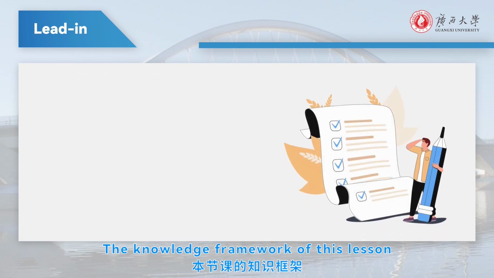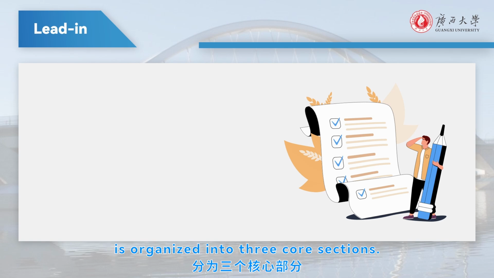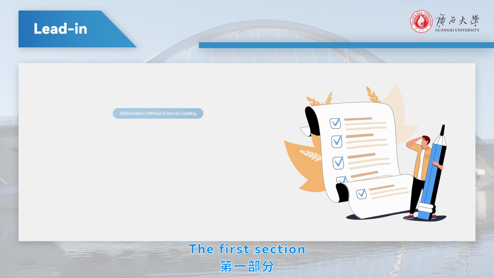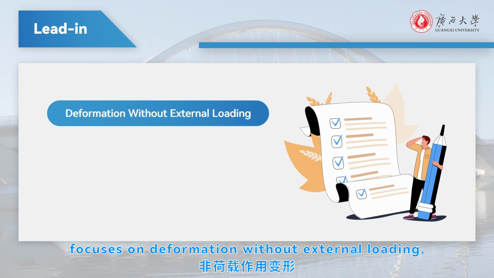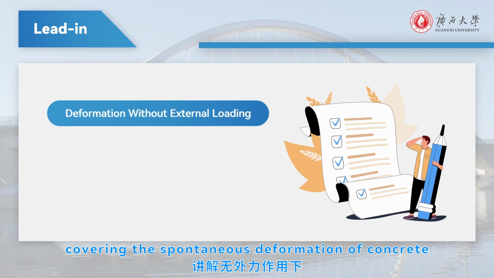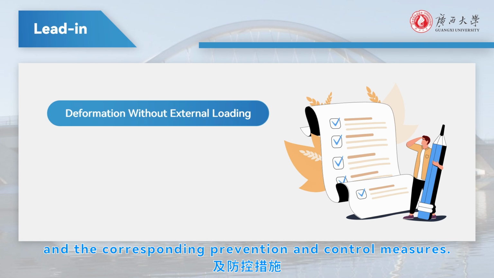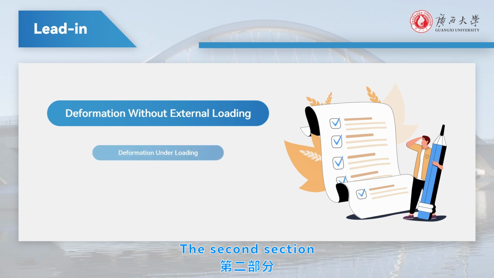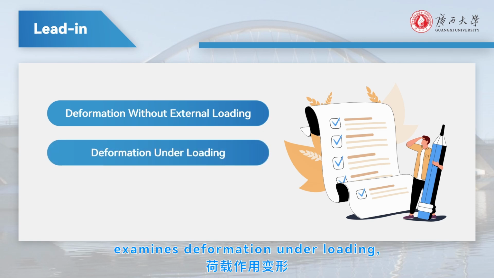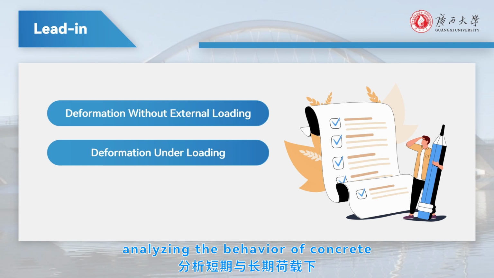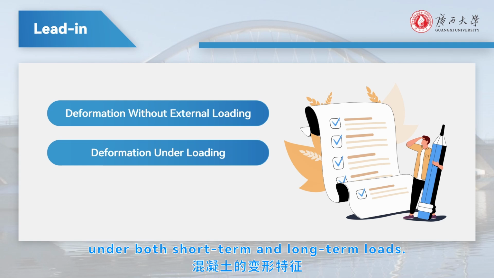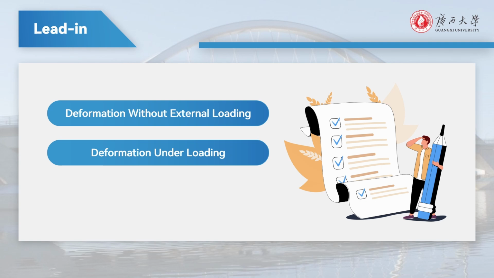The knowledge framework of this lesson is organized into 3 core sections. The first section focuses on deformation without external loading, covering the spontaneous deformation of concrete in the absence of external forces and the corresponding prevention and control measures. The second section examines deformation under loading, analyzing the behavior of concrete under both short-term and long-term loads. This is a key aspect of structural design and stress analysis.